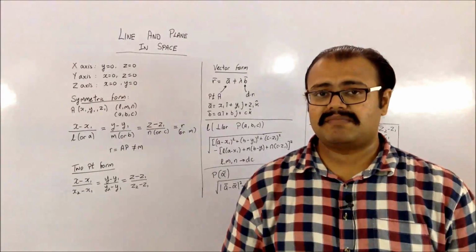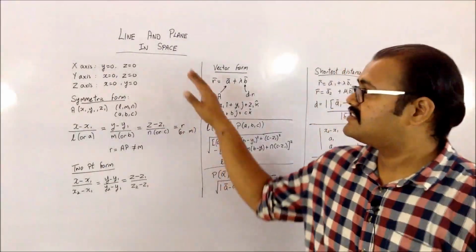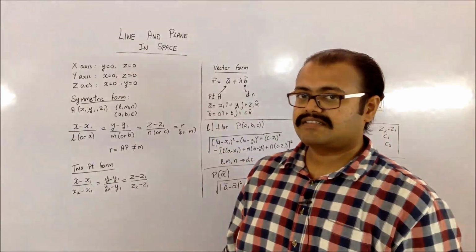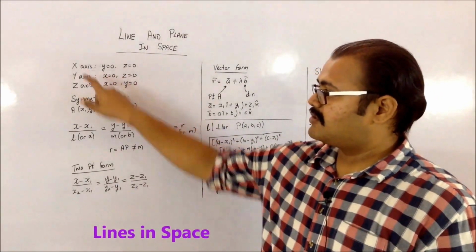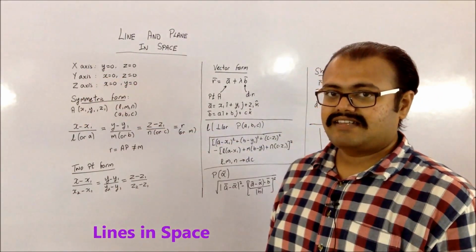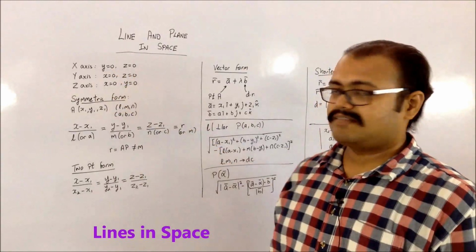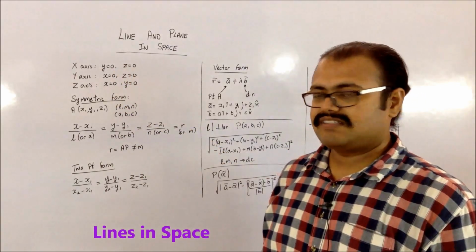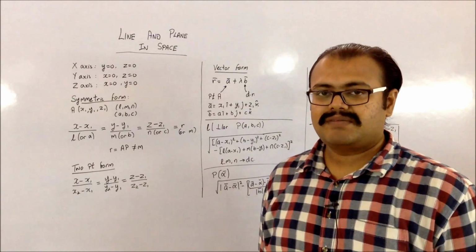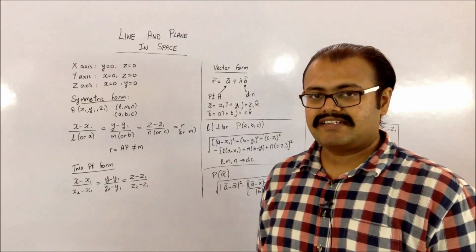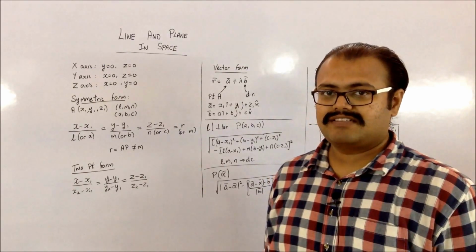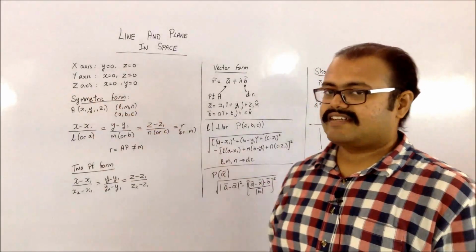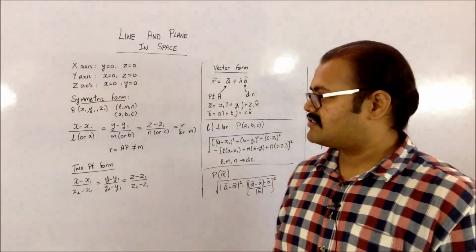Okay, let's see some important points in this chapter. We are discussing first lines in space. If I want to represent my x-axis in space, then it should be represented by this equation, that is y equals 0 and z equals 0. What you have to remember is whichever axis you are taking, the other variables will be 0. Like if you are taking the z-axis, then x and y should be 0.